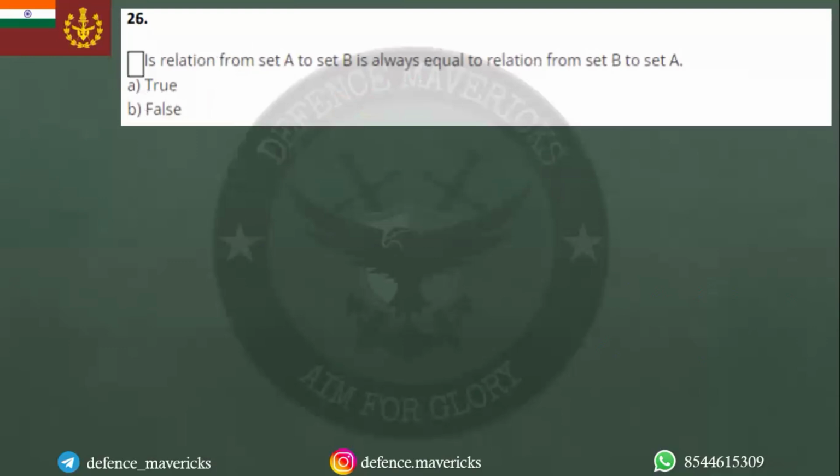Okay, is relation from set A to B always equal to relation from set B to A? Of course not. ठीक है, this is a Cartesian product, and Cartesian product is not like if a relation is from A to B, then it can be from B to A. So of course it is false.